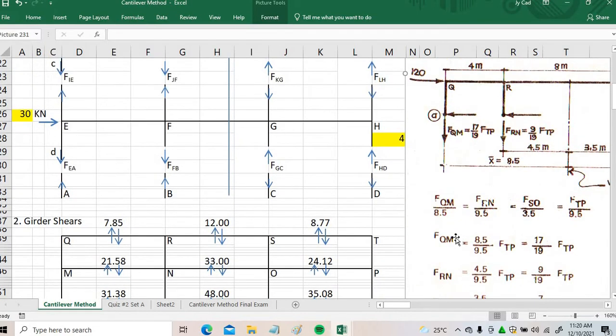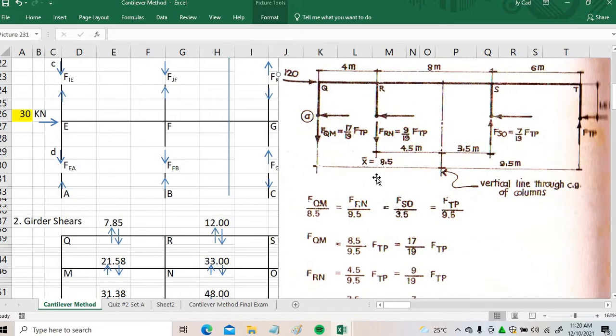Okay, so FQM all over 8.5 and then FRN all over 4.5. Ayan, tapos FSO all over 3.5 and then FTP all over 9.5. So, equal lahat yung mga yan. Yung 8.5 na yan, that is the distance of the column from the center of gravity. Okay, and then from this ratio and proportion, FQM is in terms of FTP. So, yung 8.5, yung denominator na 8.5, ililipat mo siya dito kay FTP.